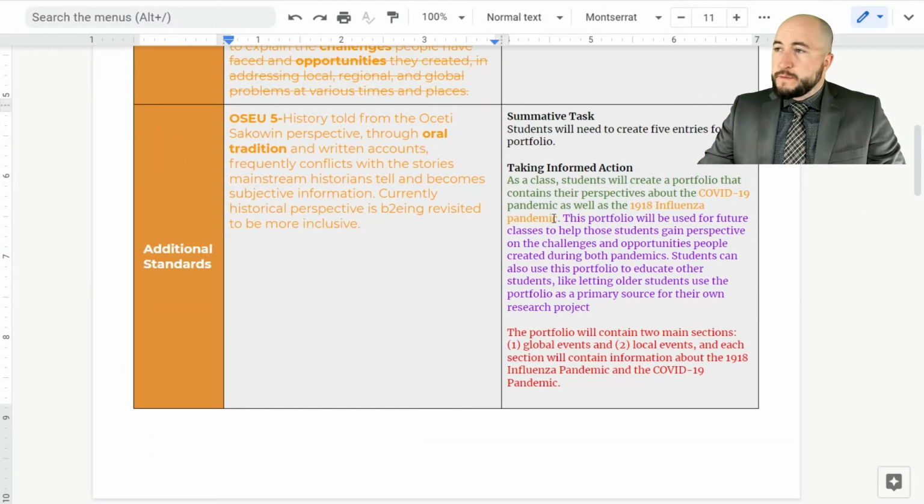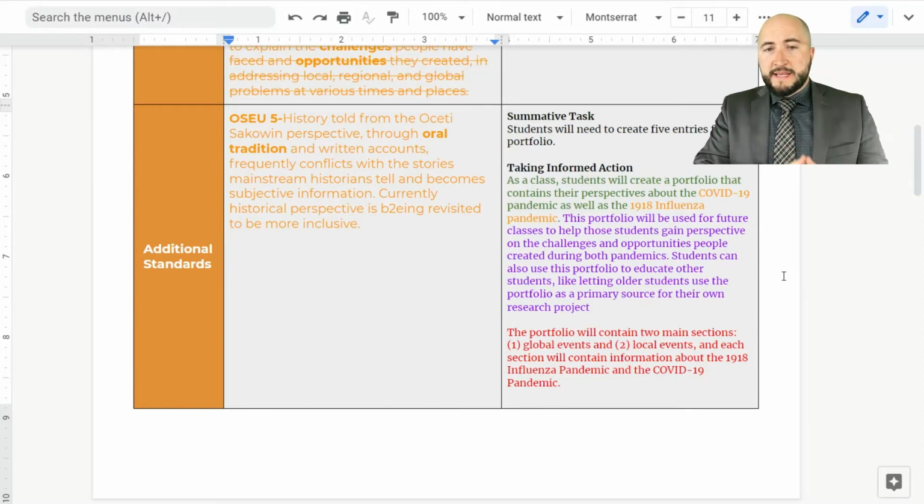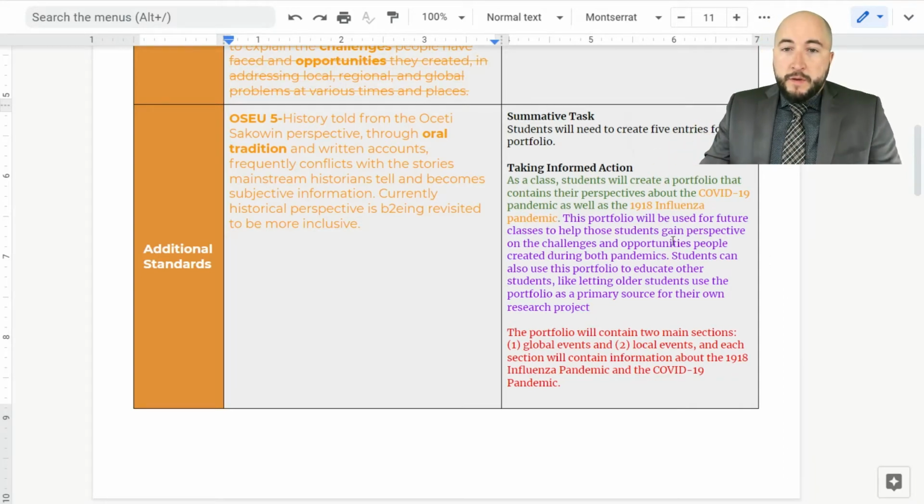And I'm showing you this just to remind you what we've looked at so far, but also we really want to be keeping our summative task and our taking informed action in mind, because remember, we're doing that idea of backwards design where we really want to figure out where we're driving students to. Now, here we know students have to create some kind of entries for portfolios, and they're doing it in order to share their perspective of going through the COVID-19 pandemic, but also to share their perspective for what they analyze eventually with the 1918 influenza pandemic.